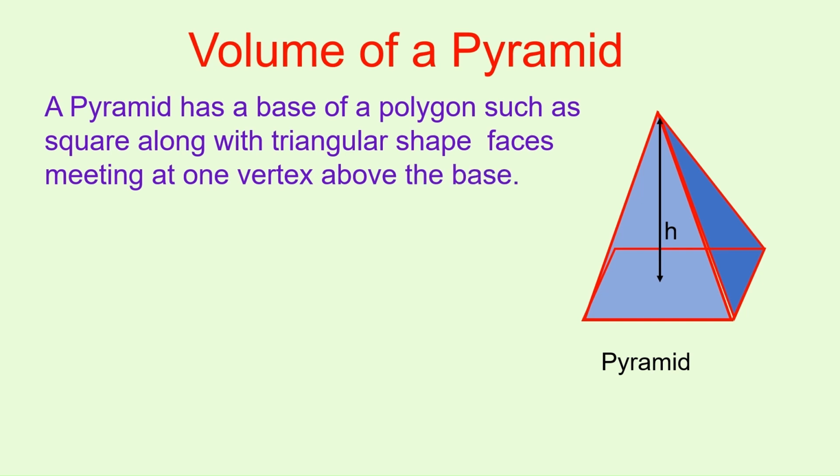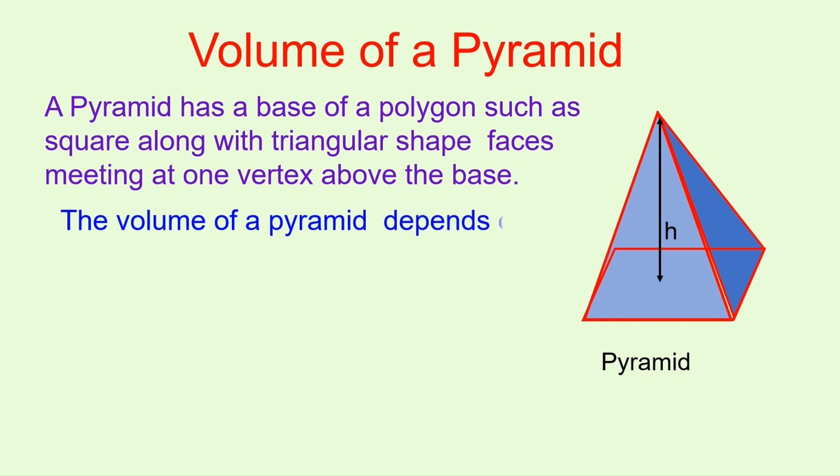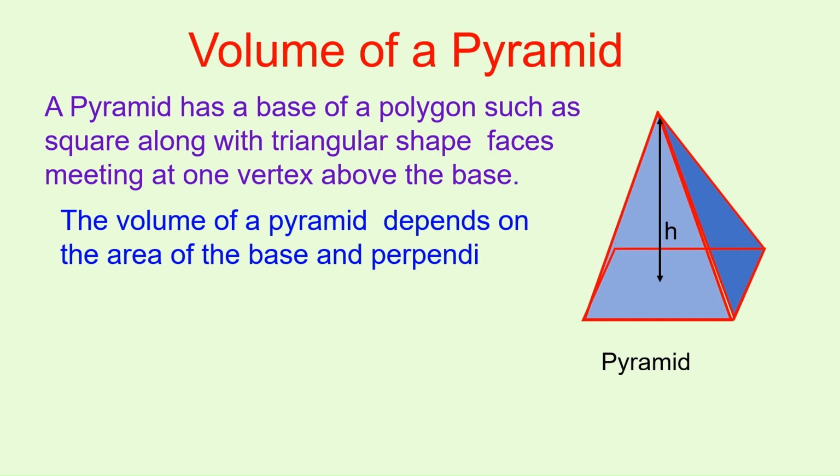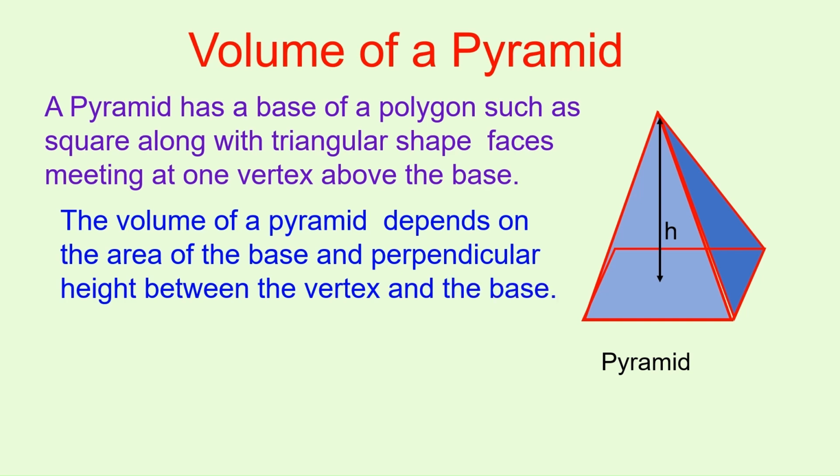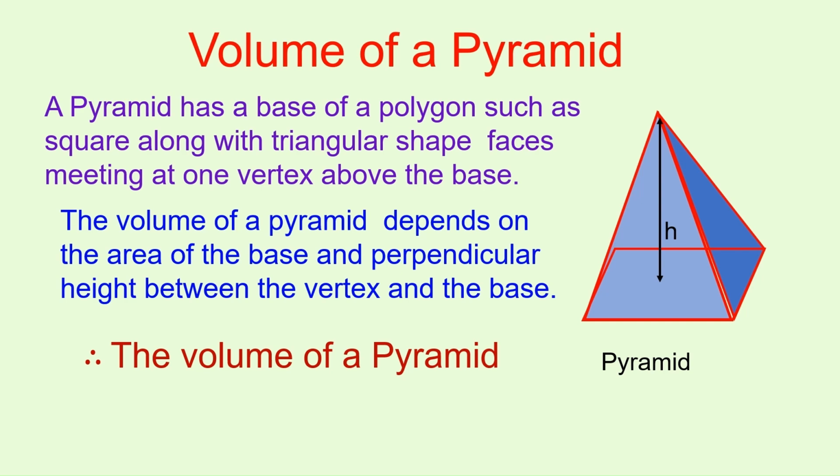A pyramid has a base of a polygon such as square, along with triangular shaped faces, meeting at one vertex above the base. The volume of a pyramid depends on the area of the base and perpendicular height between the vertex and the base. Therefore, the volume of a pyramid, V equals 1/3 times area of the base times height.